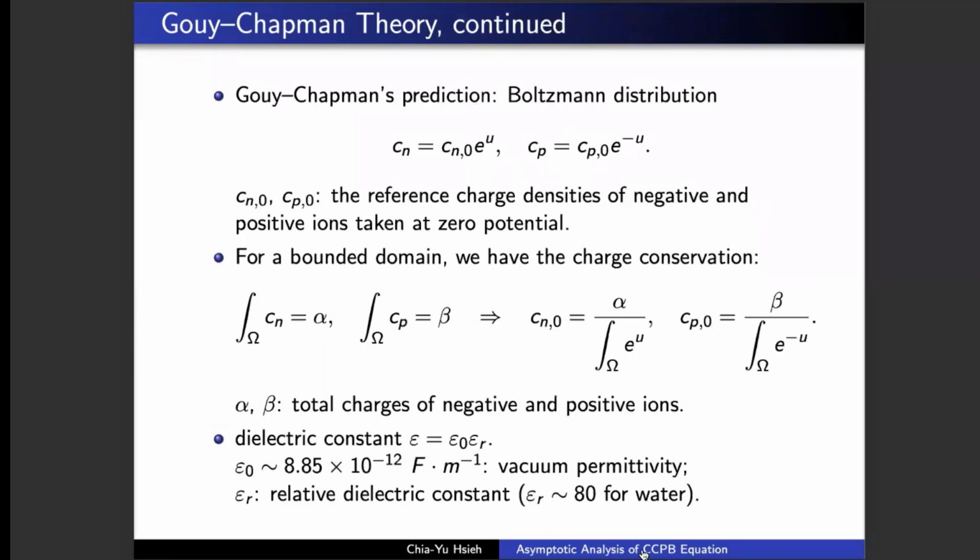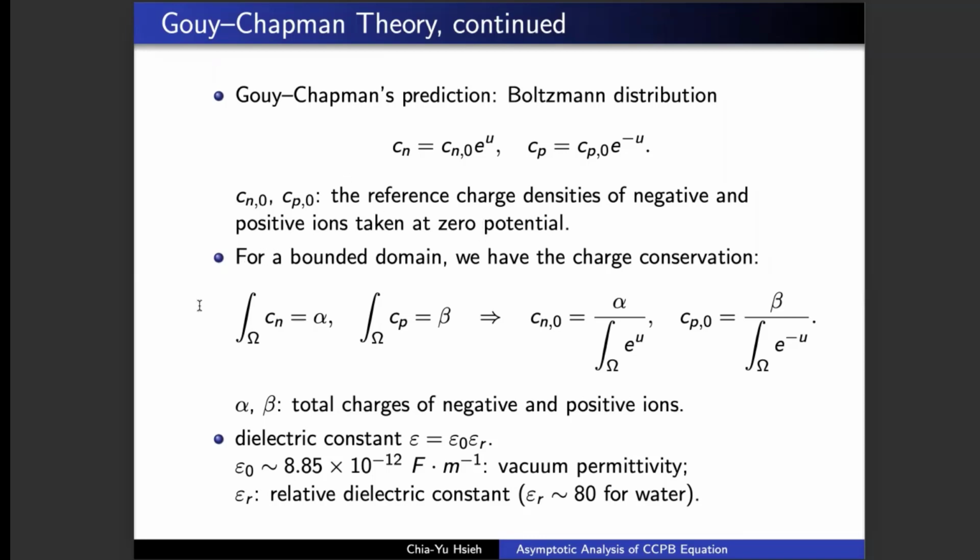Okay, and in Gouy-Chapman theory, they predict that the ions will satisfy the Boltzmann distribution. That is, for the negative ion, Cn equals e to the u times some constant. And for Cp, it equals e to the minus u times another constant. So how to determine these two constants? So imagine that we now have a container with ionic solution inside. So the ions will not flow in or flow out of the container. So we can consider that the total number of the ions is conserved, or the charge is conserved.